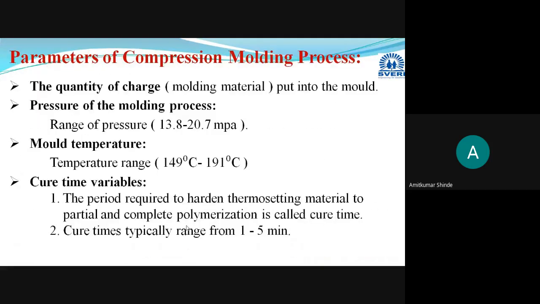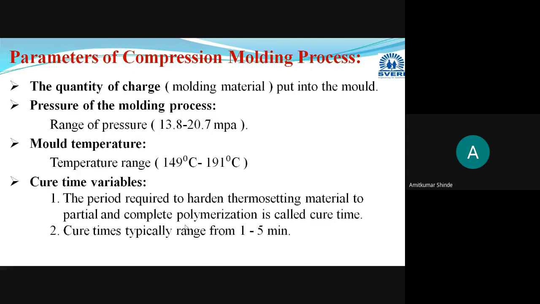Okay, and we will move towards which parameters we have to take care of while conducting this compression molding process. Generally four parameters you have to take into consideration. The first parameter is the quantity of the charge. Quantity of the charge is nothing but your raw material or your molding material. You have to select the proper quantity, so that it should not be very less, or it should not be excessive. That is your first parameter.